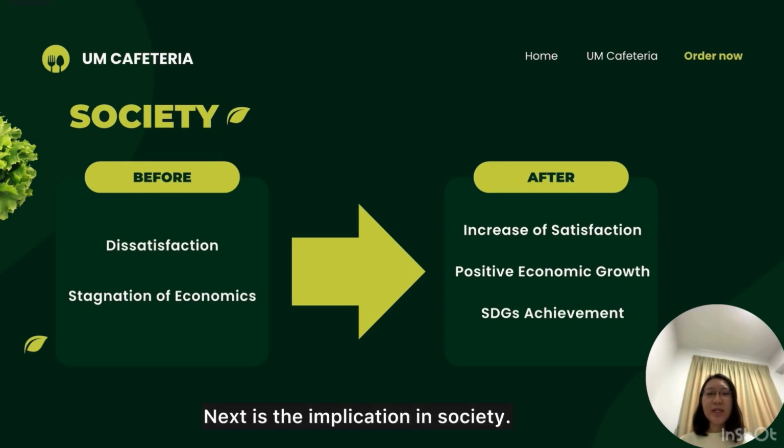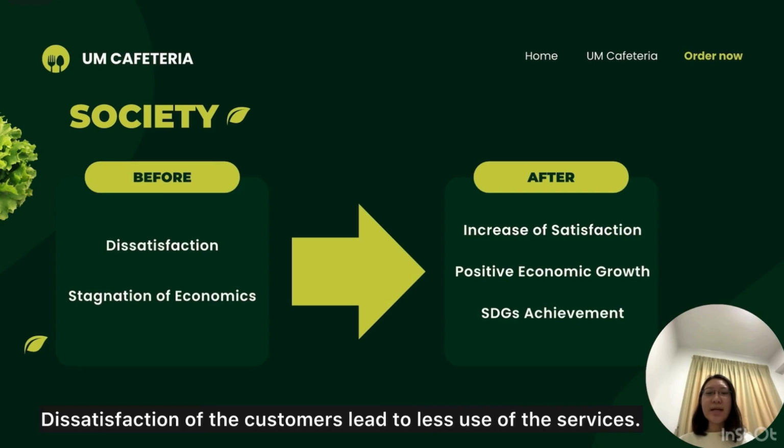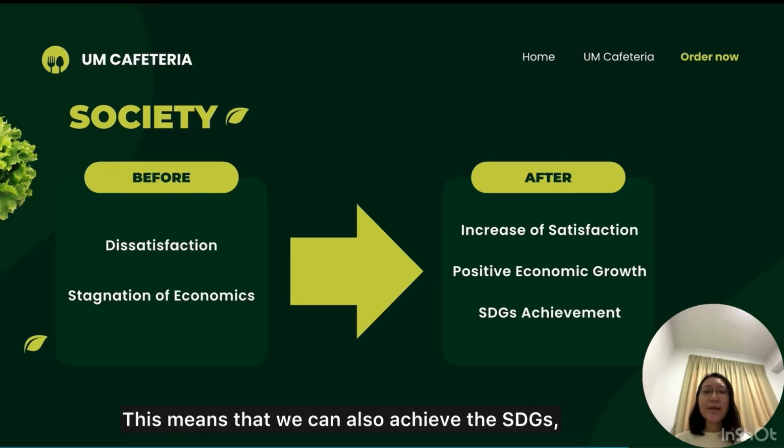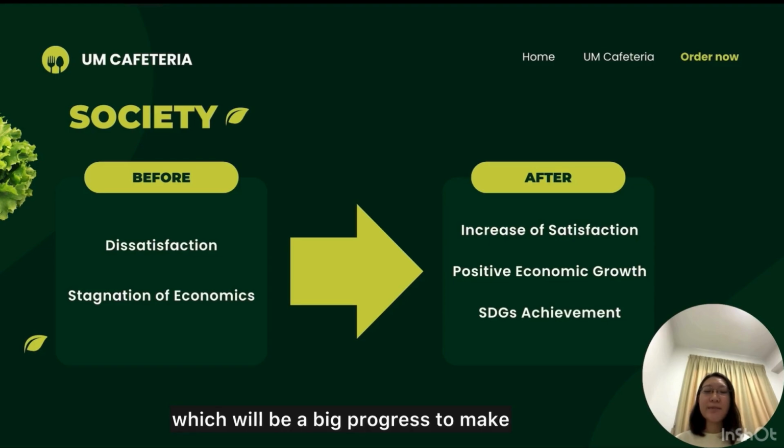Next is the implication in society. The dissatisfaction of the customers leads to less use of the services. It causes sales to decline, which means that the economy also stagnates. Our advanced ordering system can satisfy the customers and contribute to increased sales. With the increase of sales, we can expect positive economic growth and enable society to generate good economic circulation. This means that we can also achieve the SDGs, which will be a big progress toward a sustainable future through technology.